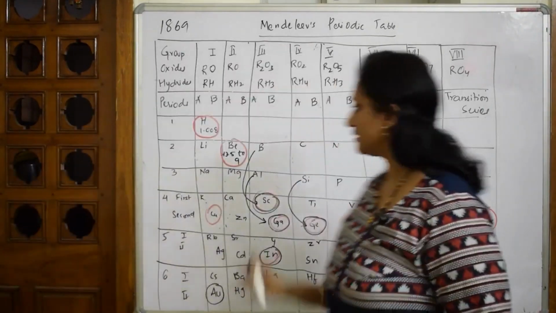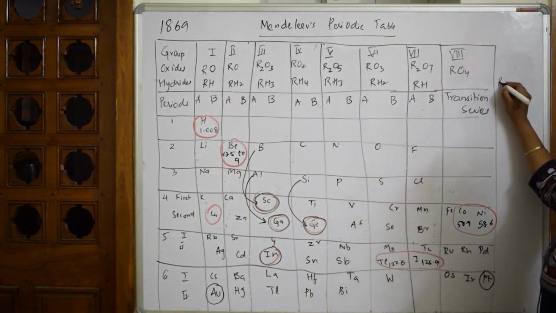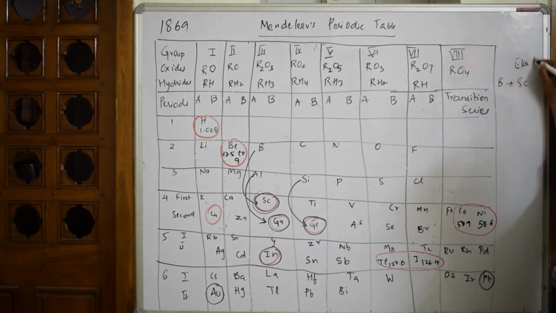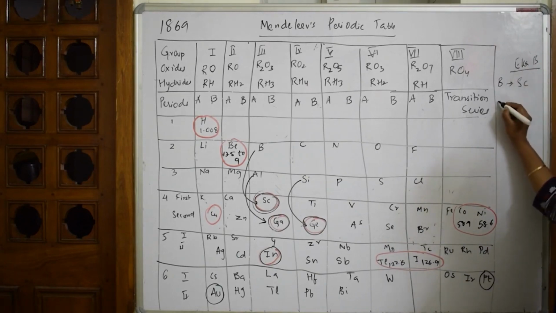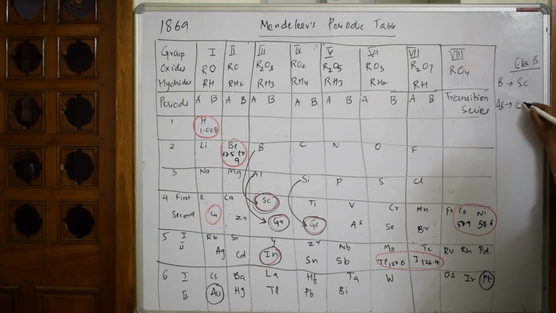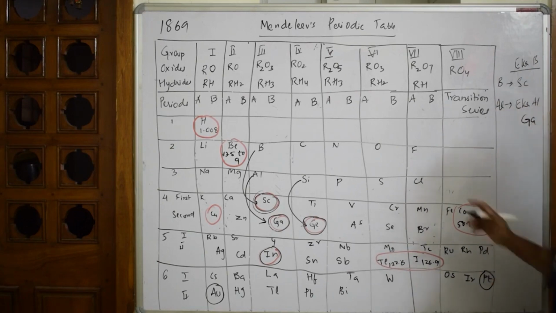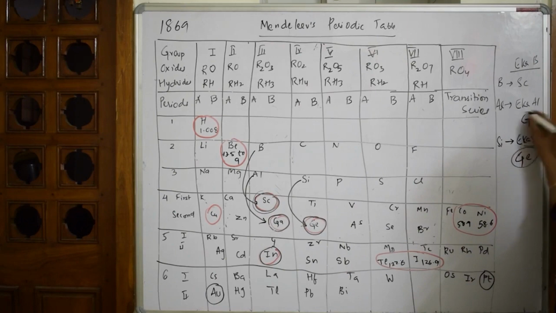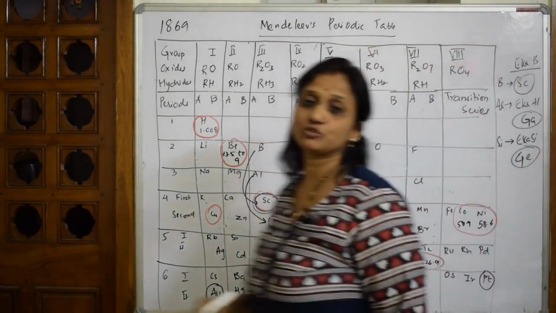So shall we write that? Yes, we will write boron. That discovered element is scandium, and that is Eka boron. Earlier this is called Eka boron. Next, after this, the next element which was discovered is aluminium, which was called Eka aluminium. What was the element discovered? Now it is gallium. Next, silicon, it was called Eka silicon. Now the element discovered is germanium. That's it. So remember, that was the first achievement of Mendeleev.